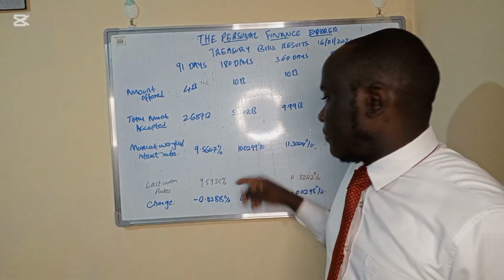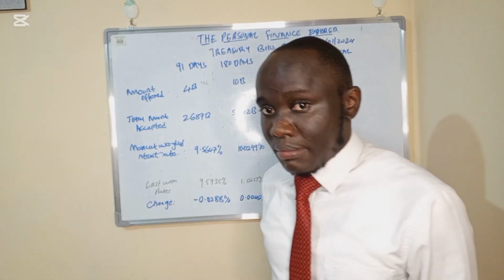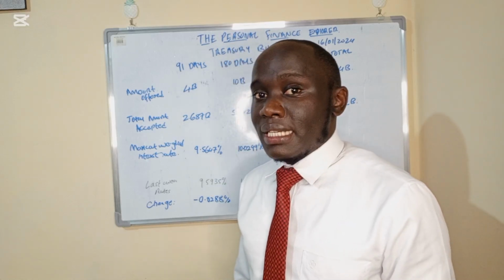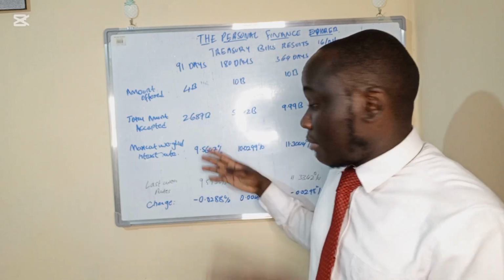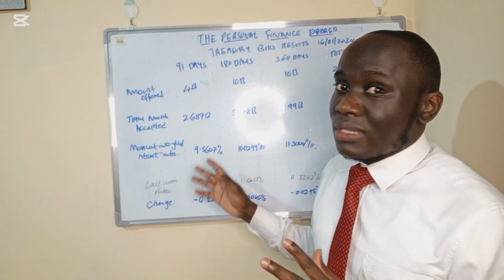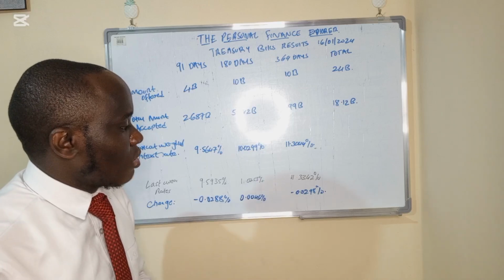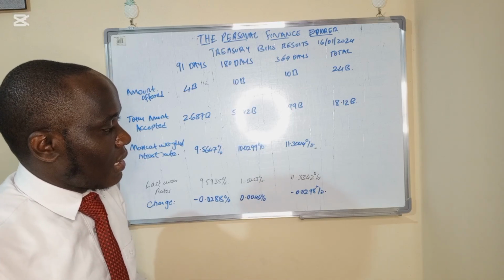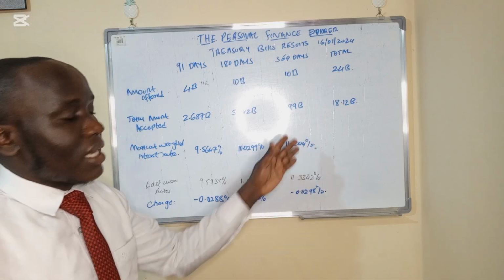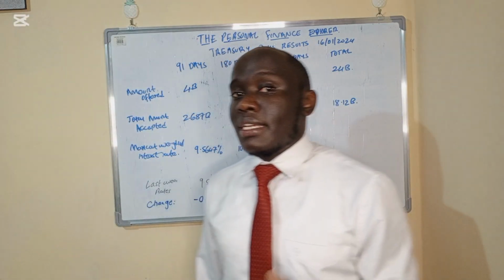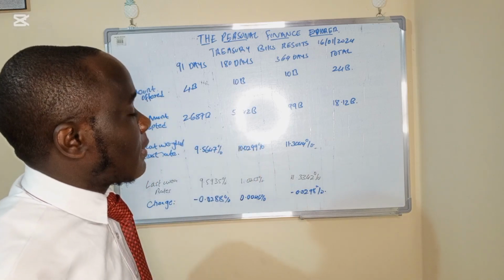We can say that the 180 days treasury bill is almost stabilizing at around 10%. And we can also see that the 91 days is likely to stabilize at around 9 to 9.5. And on the other hand, the 364 days is likely to stabilize at 11%, which are still considered as good rates, since we are talking about low risk, low investments. So that is what was there for the week.